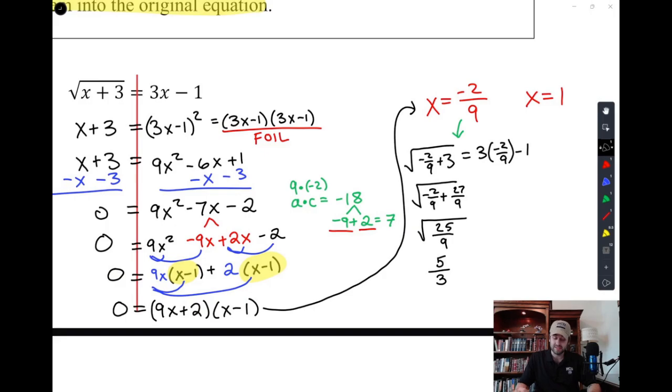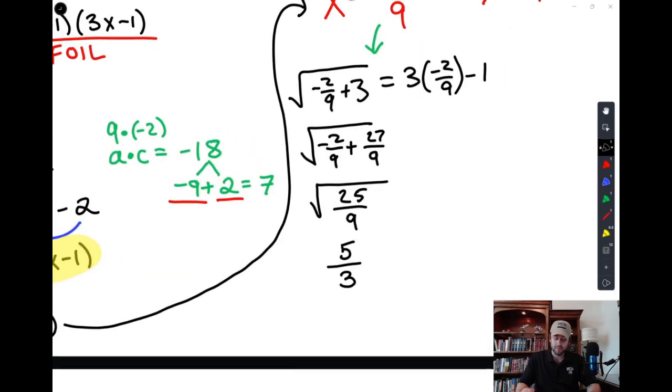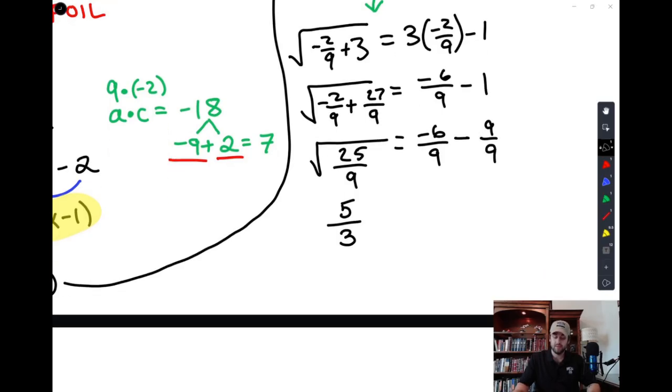Remember, we're leaving that as a positive square root because it came with the problem. The problem introduced this as a plus square root, so we're leaving it alone. And we're going to see, does that equal the other side? 3 times negative 2 is negative 6 over 9, minus 1. Here we're going to do the same trick where we say negative 6 over 9 minus 1 would be minus 9 over 9, because that's another way you can write 1. And negative 6 minus 9 is negative 15 over 9.